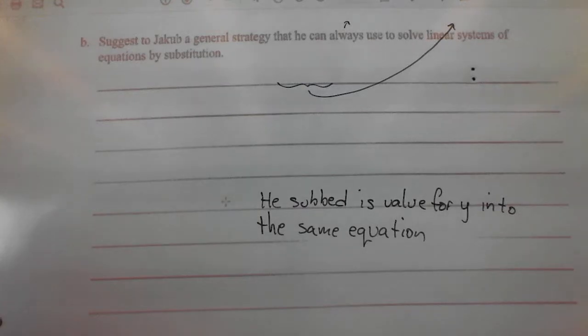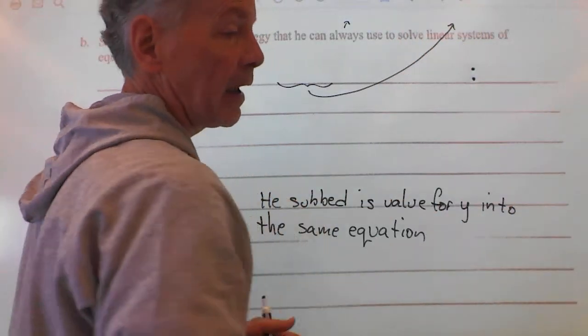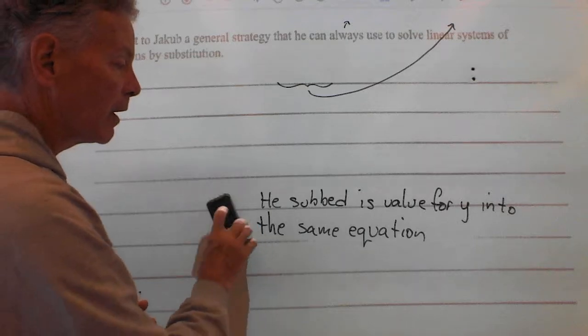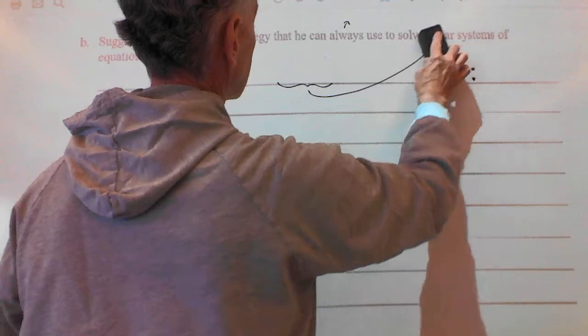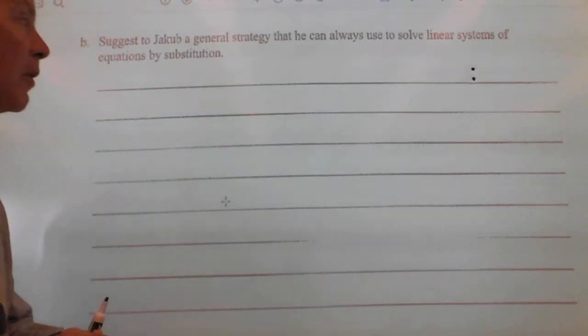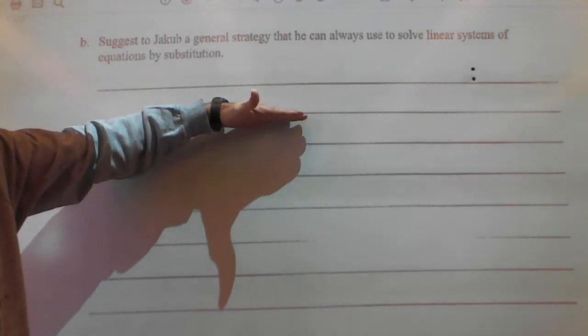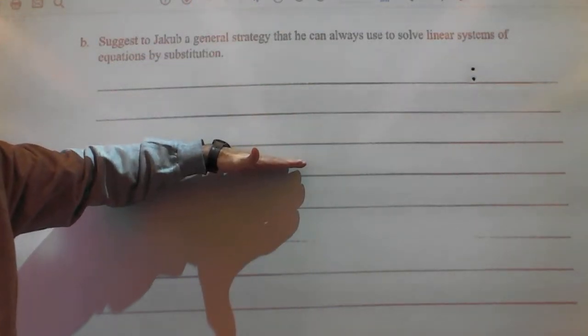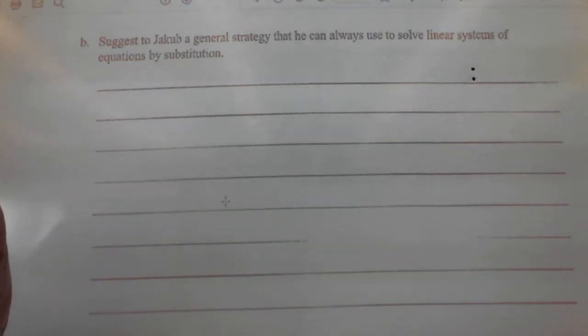Suggest to Jacob a general strategy that he can always use to solve linear systems by substitution. That's the 4 steps that I had right here, okay? I'm not going to write them over again. You can just rewind the video, okay? So those 4 steps: isolate a variable, sub it into your other equation, solve for the value of that variable, and then step 4, once you have the value for that variable, then you can sub that into either of the 2 equations and solve. Okay.